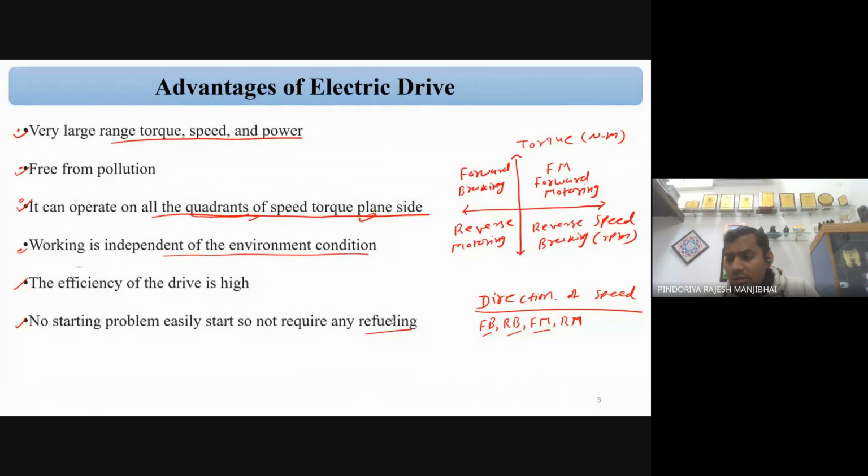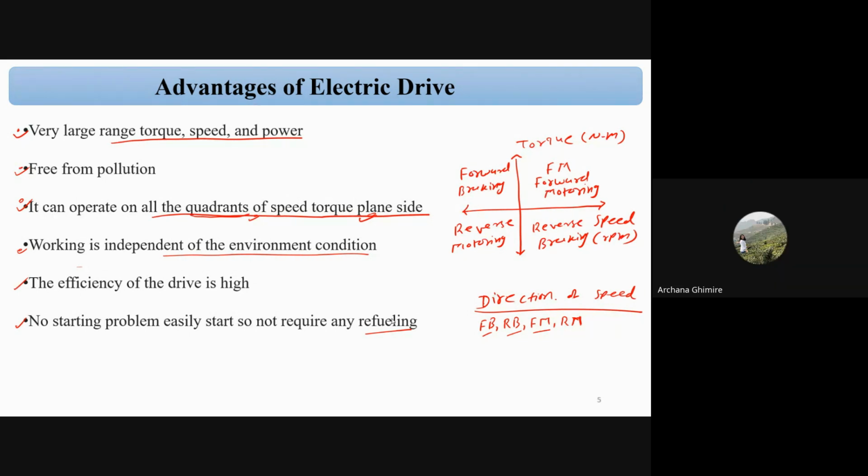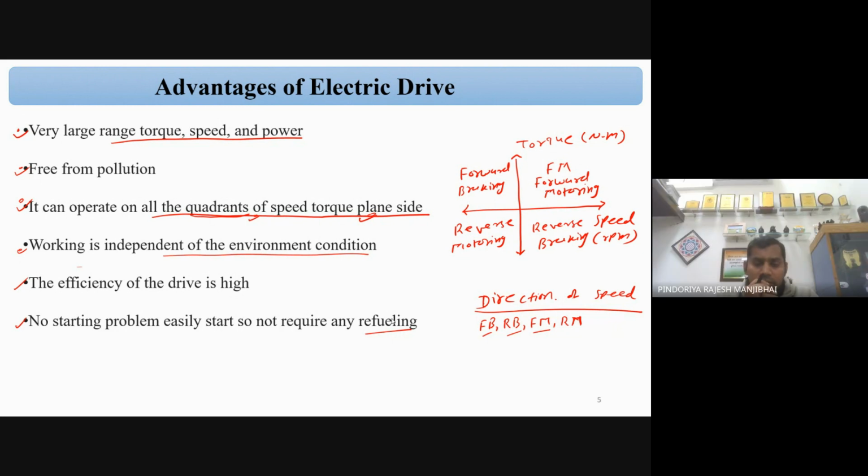Yes, Archana, any idea? So we have a total of 4 to 5 advantages. So what about the disadvantages? Is there any disadvantage of electric drives? I think cost is high. Correct. So cost is very high. Any other disadvantages?